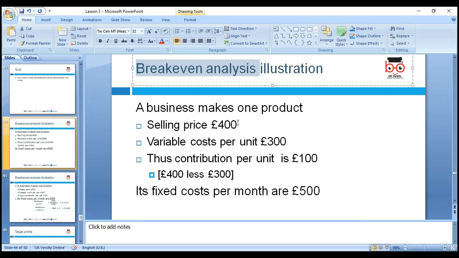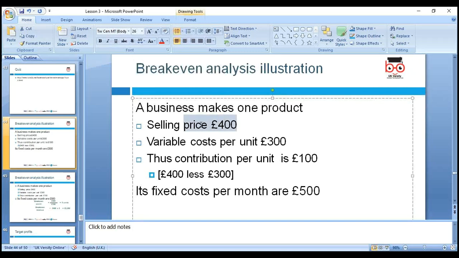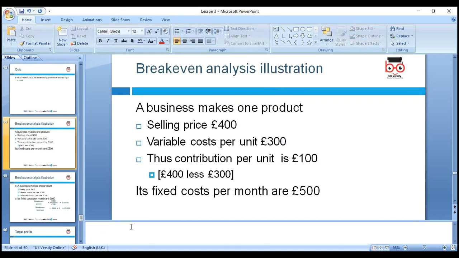Break even is a point of no profit, no loss, yes? Yes. So my selling price is how much? 400. My variable cost is 300. So what is the contribution?